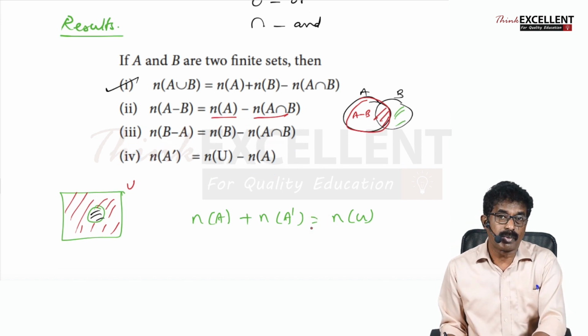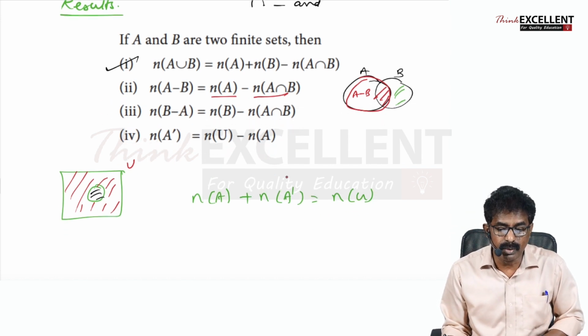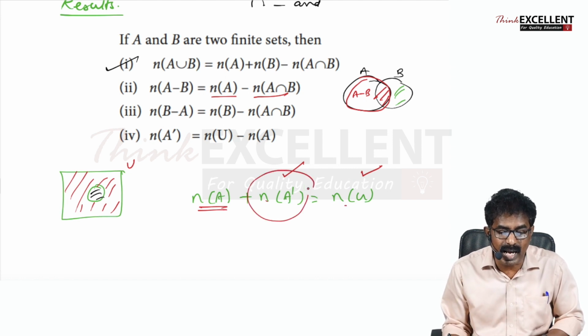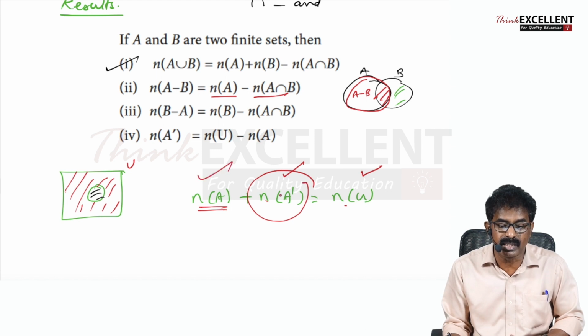Here also they can frame questions. Sometimes they will give N of A dash and N of U, and ask you to find N of A. How can you find N of A? N of U minus N of A dash. Suppose you want N of A dash, this is given, N of A is given, I want N of A dash. How can you write the formula?